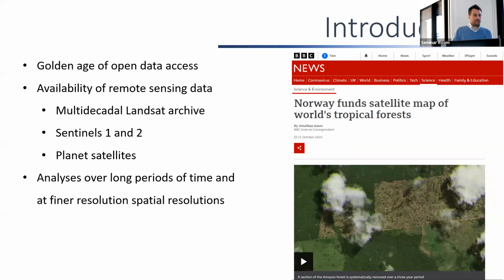This kind of information has become more and more prevalent, and it's making headline news. So this is from the BBC in the UK, and last year Norway funded access to satellite maps from Planet to help tackle deforestation in the tropics. So basically the Norwegian government paid for us to have access, so that any one of us can start doing analysis at that scale.